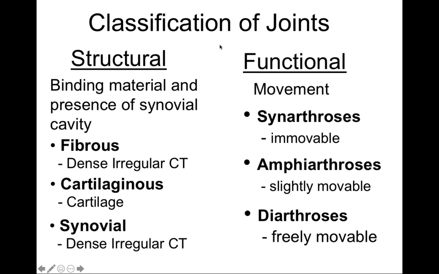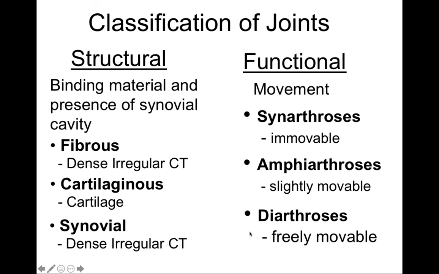Now, in terms of the functional classification of our joints, we're going to look at how movable the joint is. We have three functional classifications, namely a synarthrosis, an amphiarthrosis, and a diarthrosis. Each of these classifications are classified based on their degree of movability. Synarthroses are not very movable. In fact, they can be defined as immovable, where no movement is permitted at all.